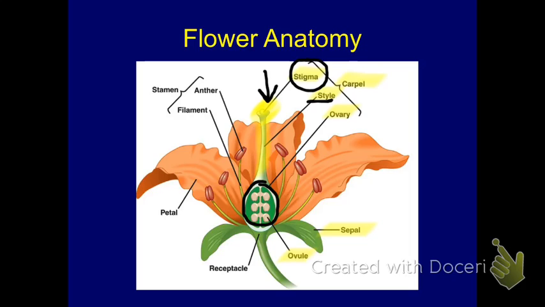And then we have the boy parts. This is the stamen, the anther, and the filament. The anther is where the pollen grains are produced. The filament is the stalk on top of which the anther rests. And then, of course, we have the petal of the flower that attracts pollinators.